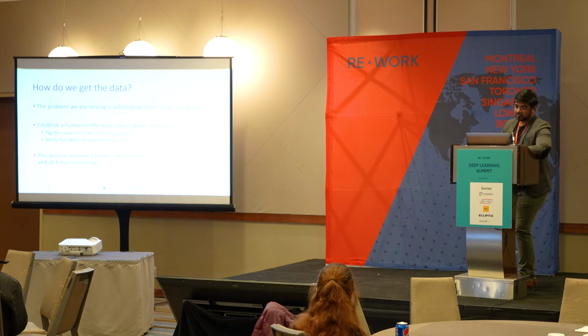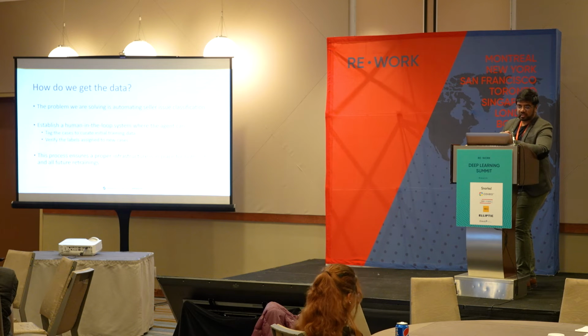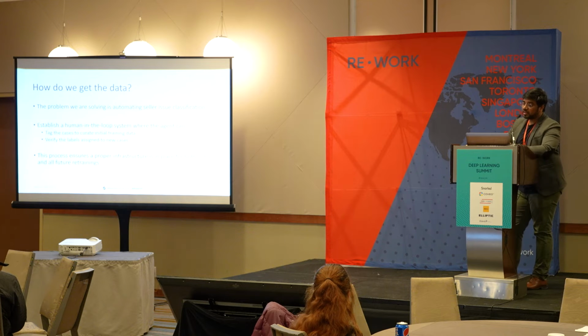So how do we get this data? Since we are trying to automate seller issue classification, which support agents do manually today, at the end of every case resolution the support agents have to say, I think the issue is of X type. So at the end of every case, we do this manually today. So we introduced a human-in-the-loop system where we can tag initial cases for training, but also at a later point, verify the labels assigned by the ML models. This approach allows us to have a mechanism and infrastructure for future retraining as well.